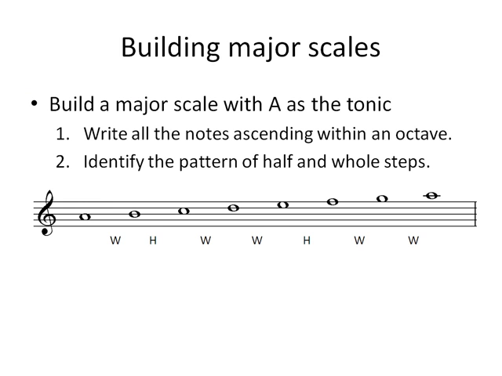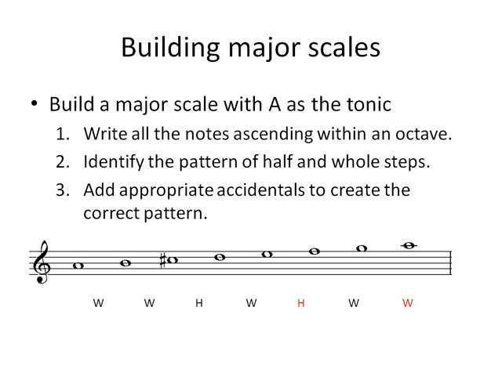Next, I'm going to identify the pattern of whole steps and half steps that the notes create. I can see that there are a couple of places where the pattern I have here does not align with the pattern that I know for a major scale, so I'm going to have to make some changes using accidentals. To create the whole step above scale degree 2, B, I need to raise the C to a C sharp. Doing so has the added benefit of solving the problem between scale degrees 3 and 4.